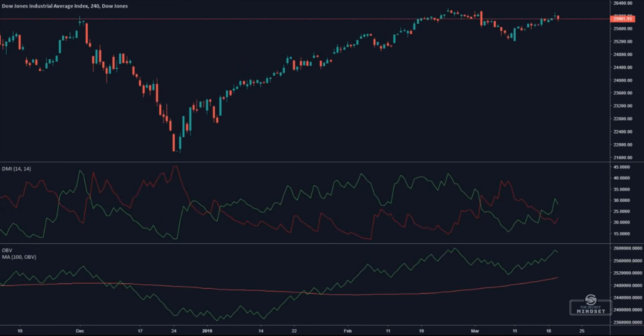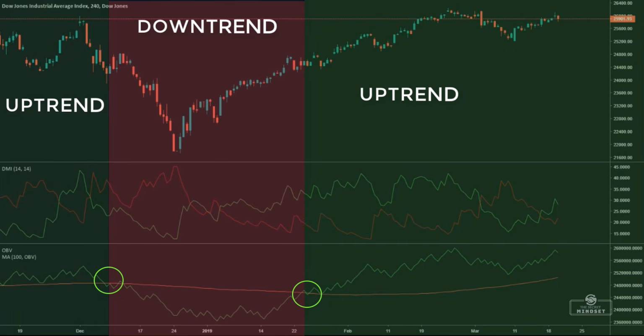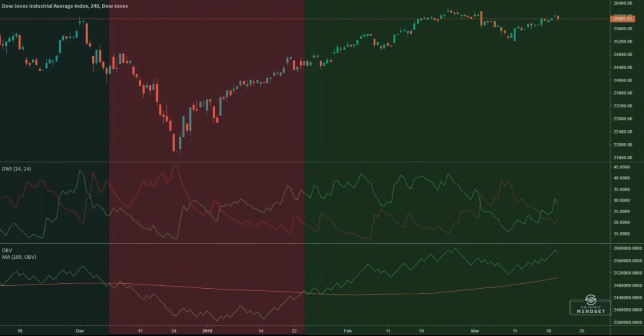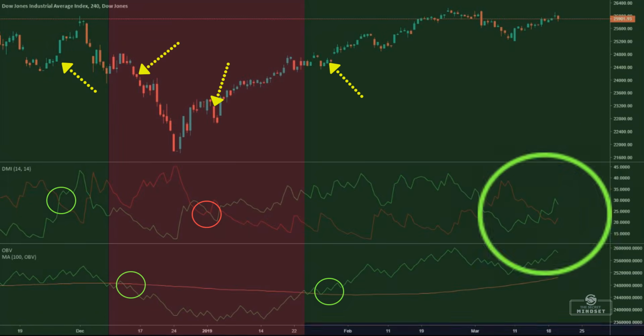Let's look at another example on the Dow Jones Index. We immediately spot 3 major momentum changes. First, we have a long signal here, a great short here, a losing trade around this area, an excellent buy here, and another buy.